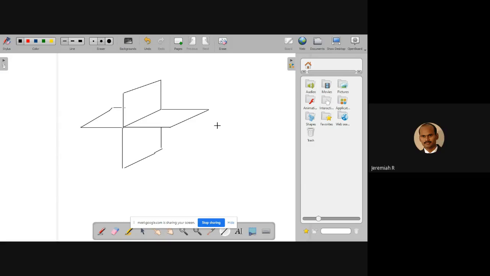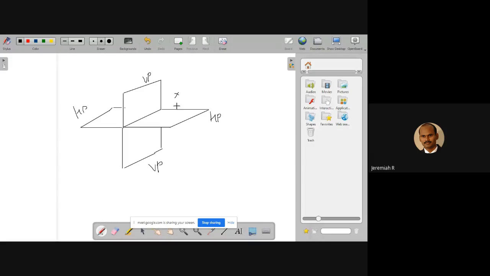Okay, so we have seen the first case, a point is here. This is the horizontal plane and this is the vertical plane. We have seen the first case, a point is above HP but in front of VP. Front view means this height, above HP or below HP, will be projected on the vertical plane.